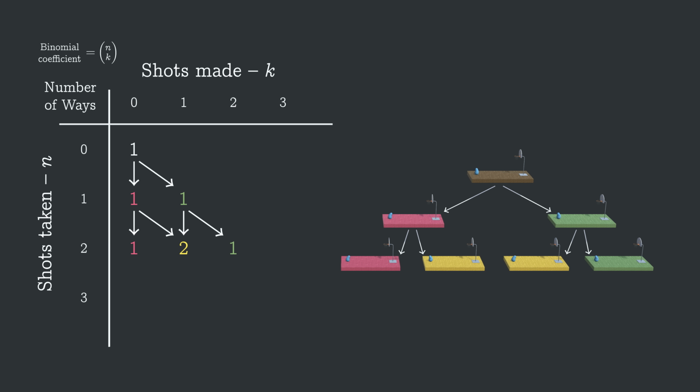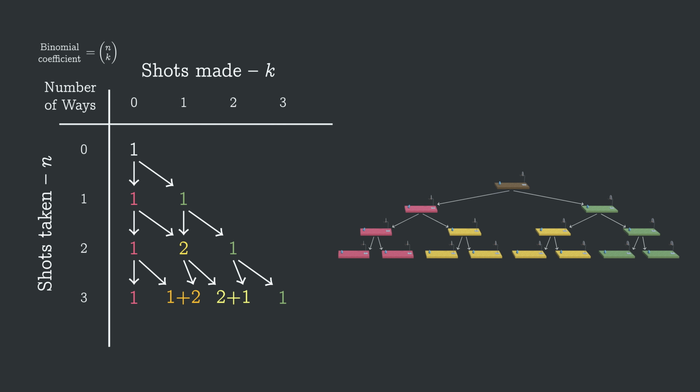The tree of blobs over on the right tracks every single possible order of makes and misses, but the number of blobs we have to draw is going to double every time we add a shot. Since we only care about the total number of makes, lumping them together in a table is good enough and it makes the tracking a lot easier. And adding a third shot, we get the same pattern we found before, with 1, 3, 3, and 1 ways to get each total of successes.